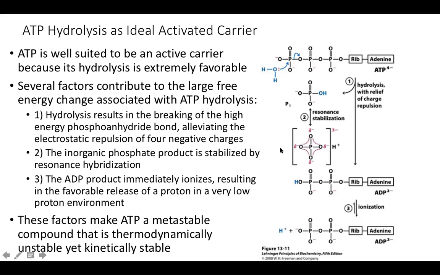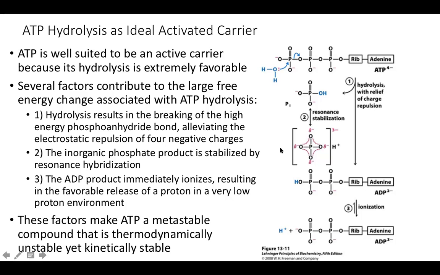ATP is the chief activated carrier of phosphoryl groups with an extremely favorable free energy of hydrolysis. Several factors contribute to the large free energy change associated with ATP hydrolysis. For one, hydrolysis results in the breaking of the high energy phosphoanhydride bond. This alleviates the electrostatic repulsion of the four negative charges on the ATP molecule.